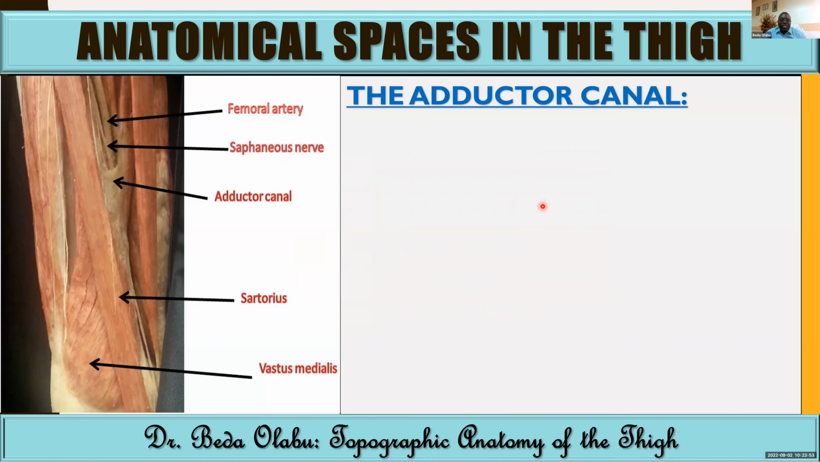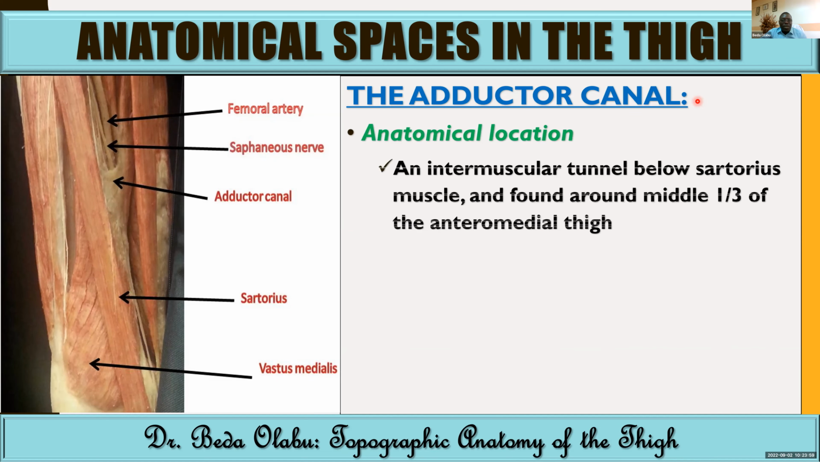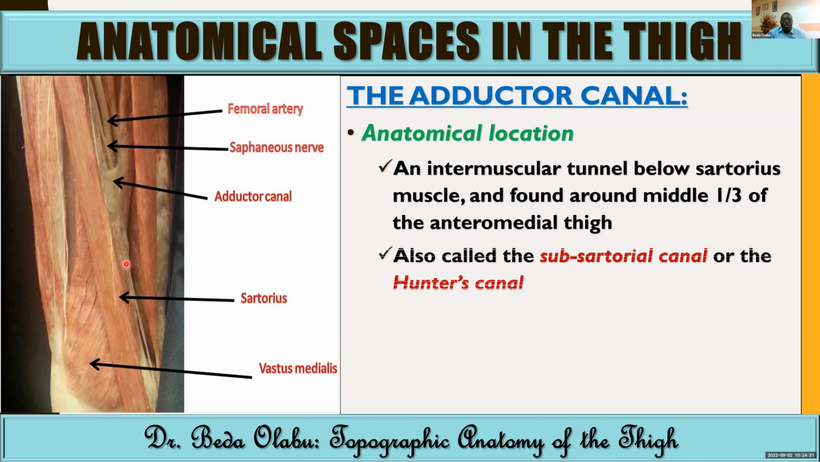The last space I want us to discuss is what we call the adductor canal. The adductor canal is located within the thigh, almost in the middle third towards the lower part. It's located in the anteromedial thigh, almost middle third. It's an intermuscular tunnel, which means it's within muscles. It's also called the subsartorial canal because it's found below the sartorius muscle. Also called the Hunter's canal in respect of the person who described it.